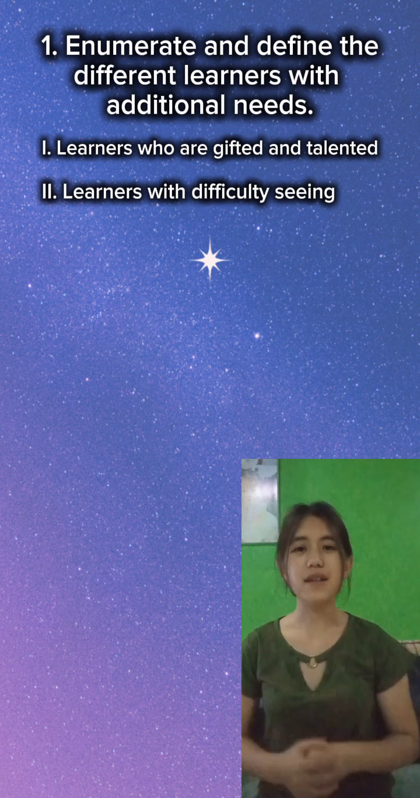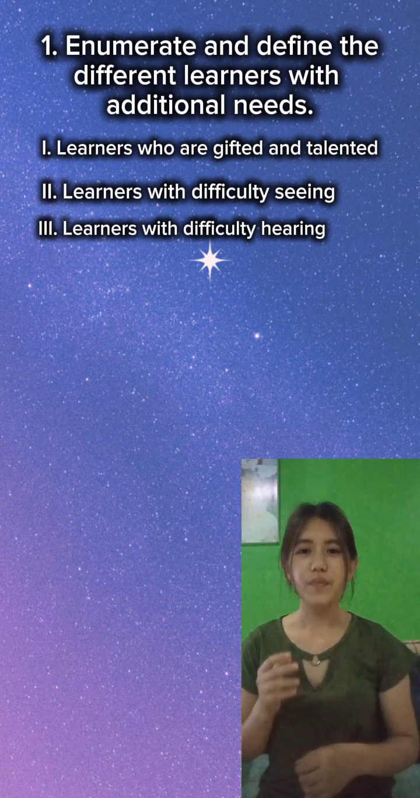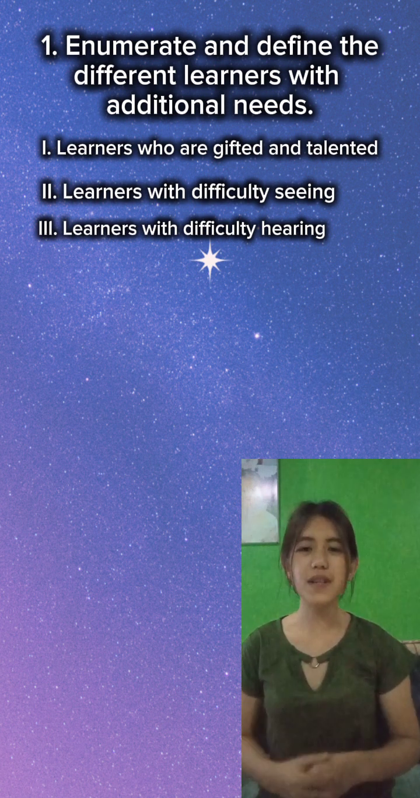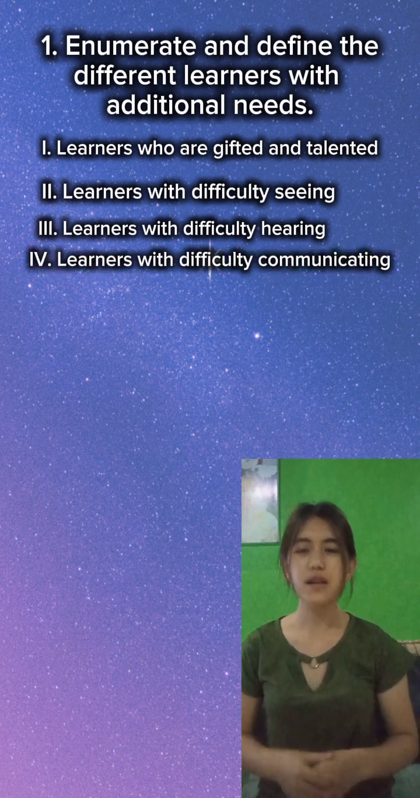The third one is the learners with difficulty hearing, with impairments. So, an example of this is Emily, who wears aids to support her communication in class. The fourth one is learners with difficulty communicating, so individuals who struggle to express thoughts or emotions effectively. For example, Jake, who uses an AAC device to express his thoughts and needs.